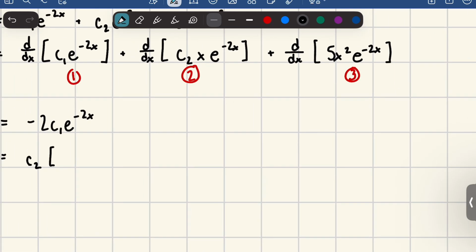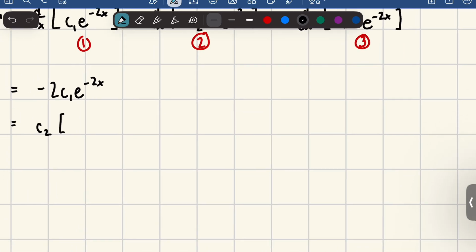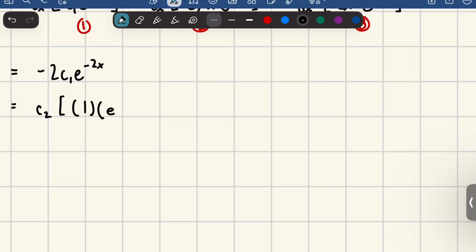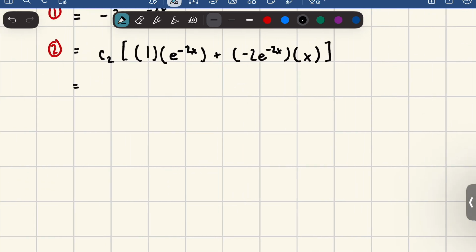This is product rule. So f prime is just gonna be 1, and g would be e to the negative 2x, so it's just negative e to the negative 2x, plus g prime, negative 2x, f of x equals c2, negative 2x minus 2e to the negative 2x, x e to the negative 2x. There we go.